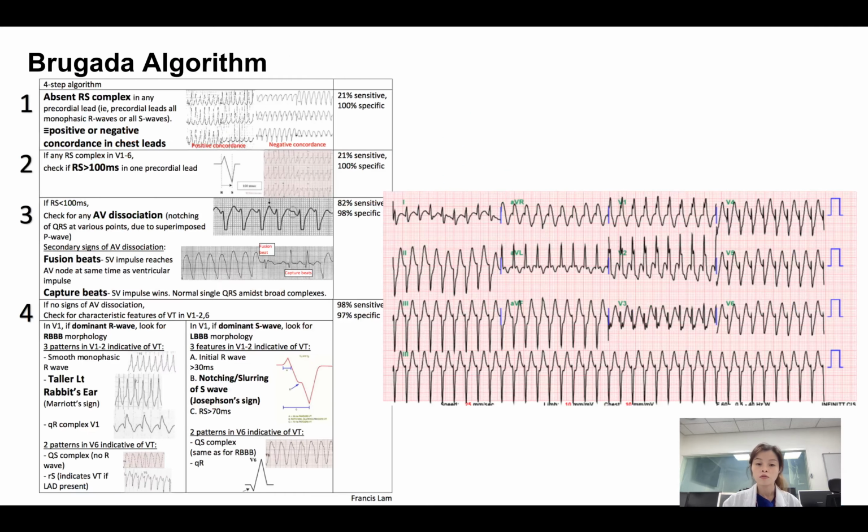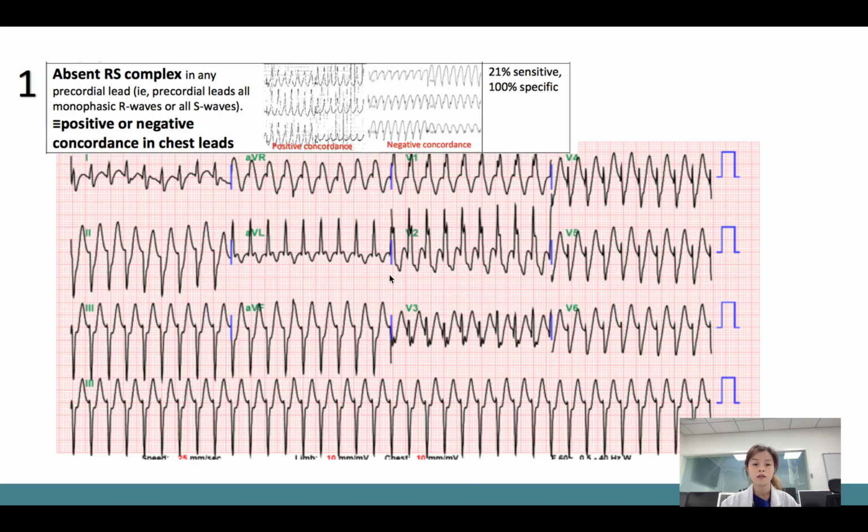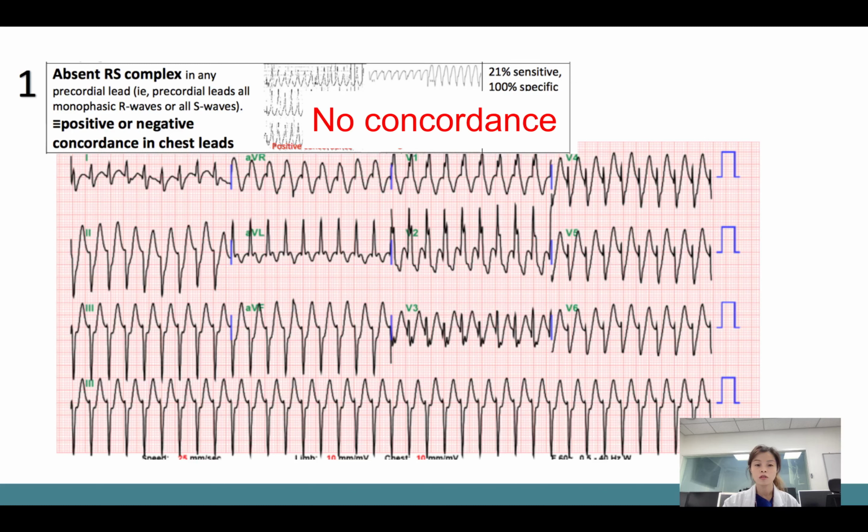We can also try to differentiate whether this is VT or SVT by the Brugada algorithm. This algorithm tries to differentiate VT from SVT by whether the ventricle is activated via the septum or not. It consists of 4 steps. Let's try to apply it to our case. The first step would be looking for any concordance in the chest leads. In our case, V1 is positive and V6 is negative. So there is no positive or negative concordance in the chest leads.